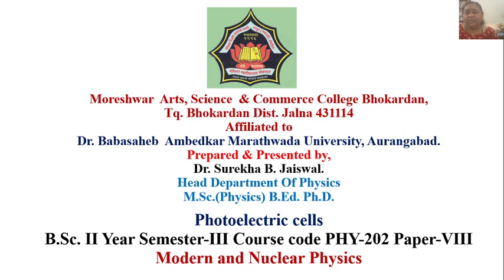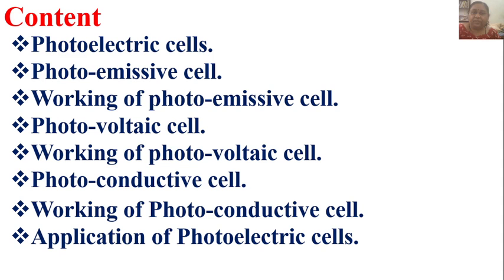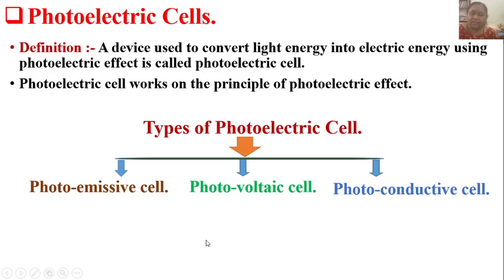Now today we will learn photoelectric cell in modern and nuclear physics, paper number 8, course code number 202 and semester 3rd. Now contents are photoelectric cells, photoemissive cell, working of photoemissive cell and photovoltaic cell. Next, working of photovoltaic cell and photoconductive cell. Also working of photoconductive cell, application of photoelectric cell.